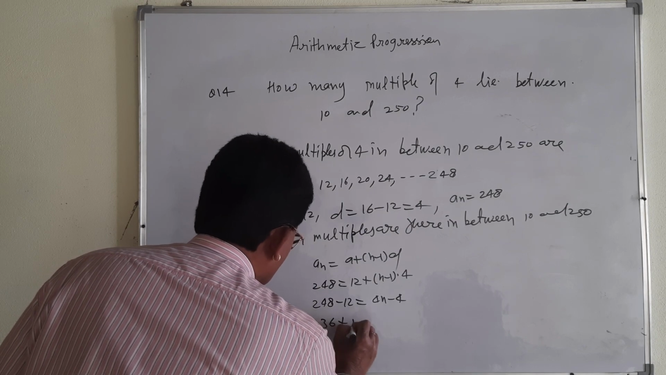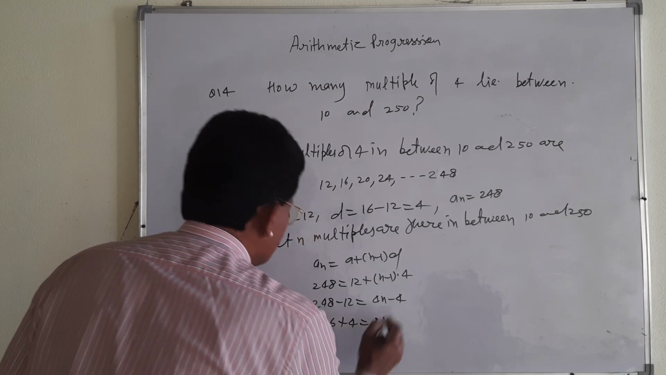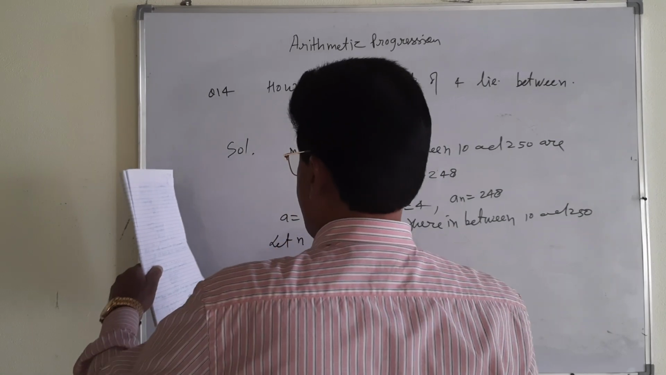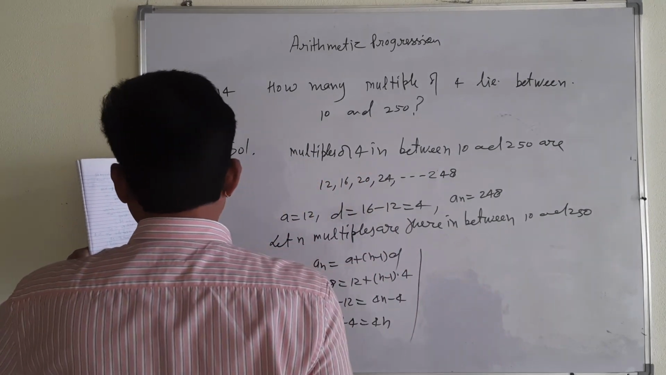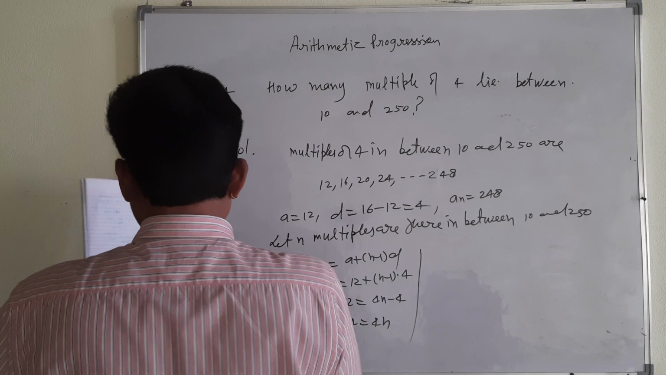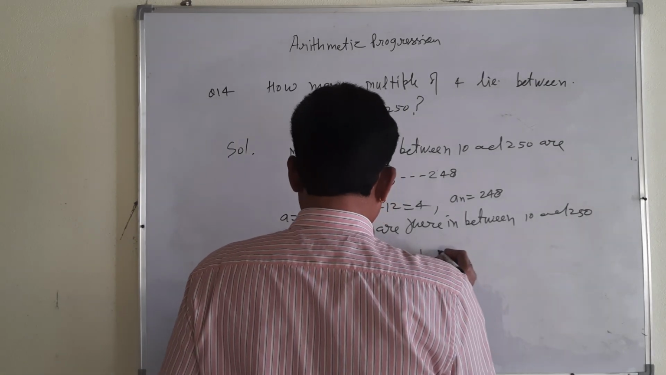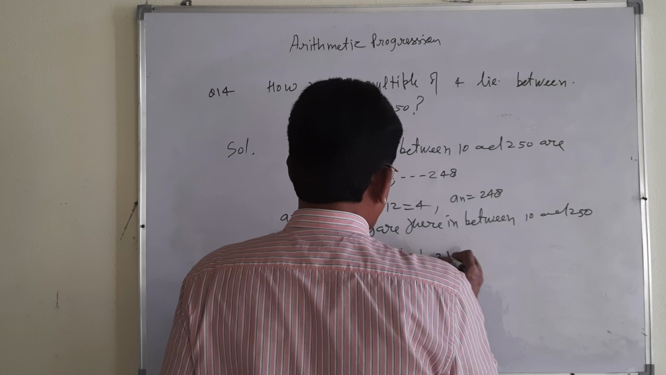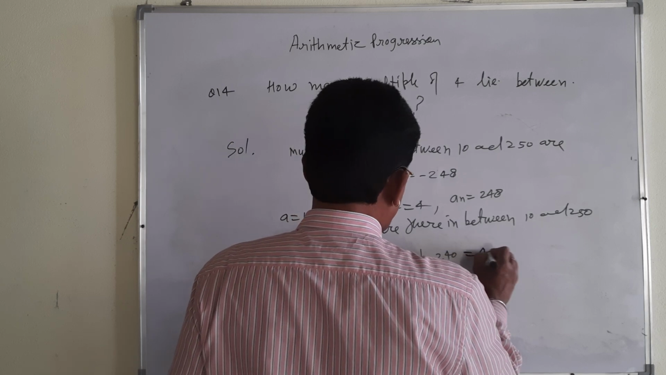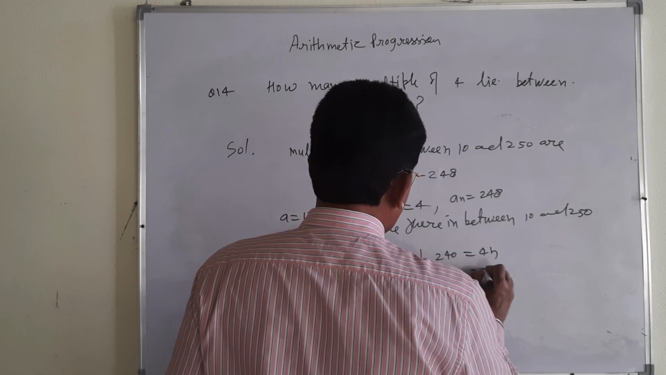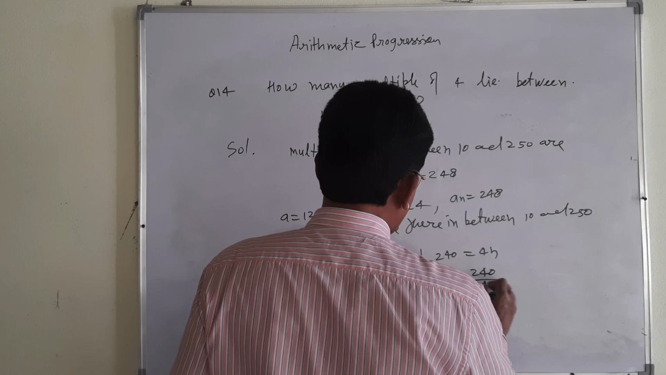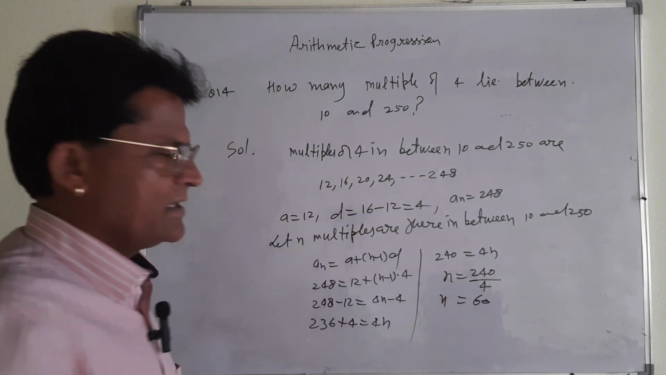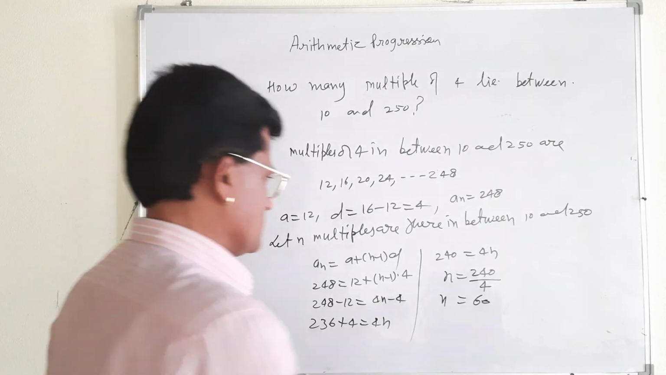236 plus 4, it will be 240. How much will it be? 236 add 4, it will be equal to how much? That will be 240. And 240 upon 4, how much will it be? There will be 60 multiples in between.